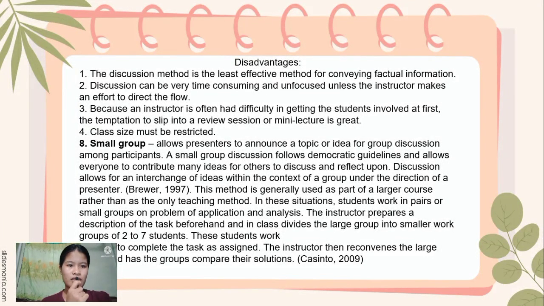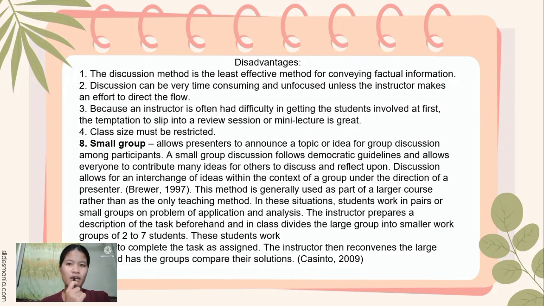Next are disadvantages. First, the discussion method is the least effective method for conveying factual information. Number 2, discussion can be very time consuming and unfocused unless the instructor makes an effort to direct the flow. Number 3, because an instructor often has difficulty getting the students involved at first, the temptation to slip into a review session or mini lecture is great. Number 4, class size must be restricted. So these are the advantages and disadvantages of discussion.